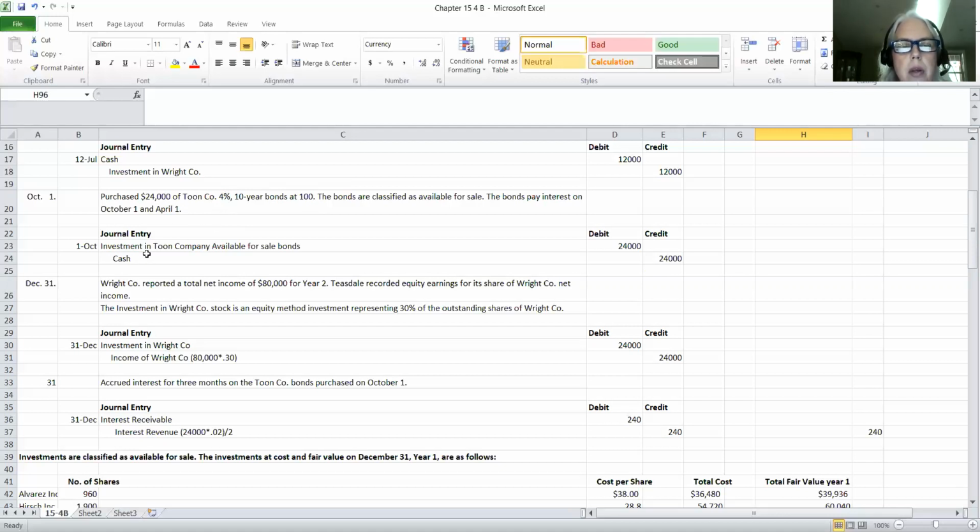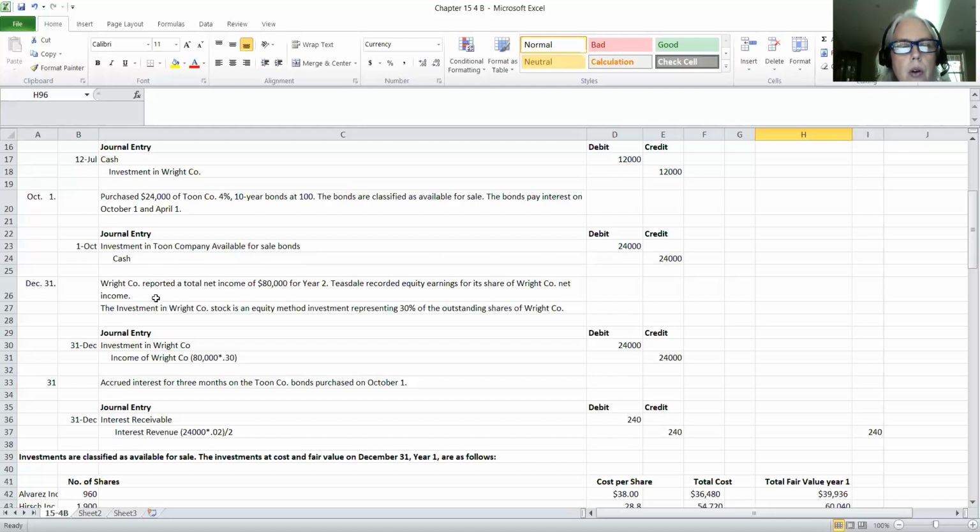We would debit our asset account, Investment in Toon Company Available for Sale Bonds, at $24,000. Our asset is going up. That's why we're debiting it here. We are crediting our asset cash because it's being reduced by $24,000, because we spent some money to make an investment in Toon Company bonds.